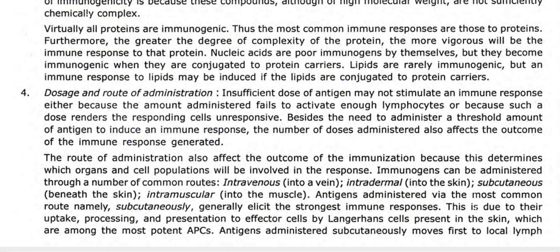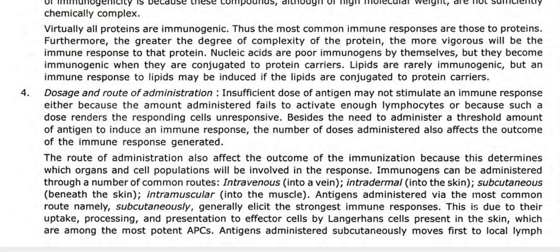Virtually all proteins are immunogenic. Thus, the most common immune responses are those to proteins. Furthermore, the greater the degree of complexity of the protein, the more vigorous will be the immune response to that protein. Nucleic acids are poor immunogens by themselves, but they become immunogenic when they are conjugated to protein carriers.